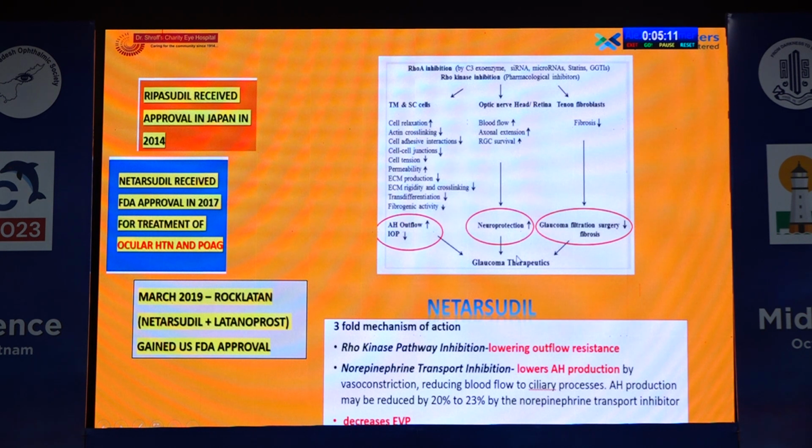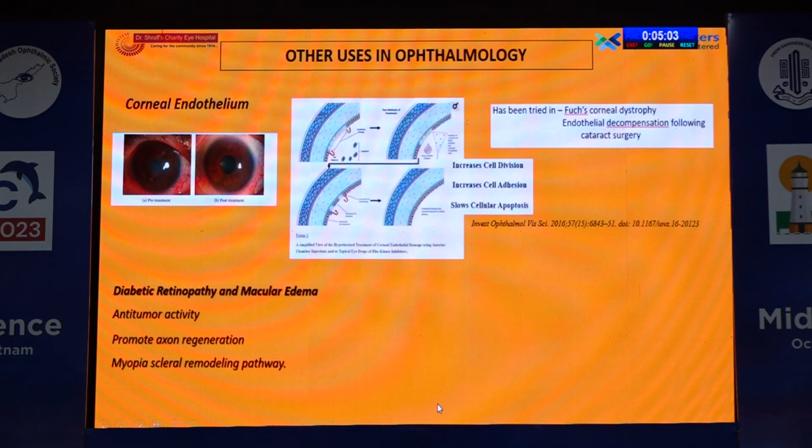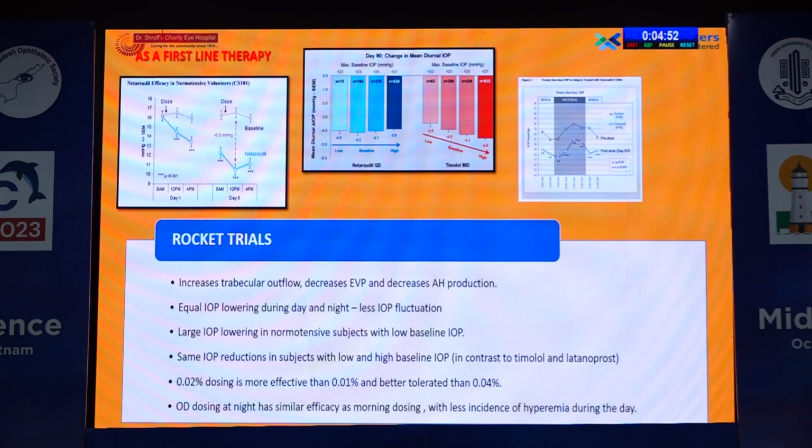Netarsudil was found to have two additional mechanisms: a norepinephrine transport inhibition, which would further lower the aqueous humor production, and also decreasing the episcleral venous pressure. It was discovered to have other uses in ophthalmology, like in the corneal endothelium, where it has been tried in Fuchs and endothelial decompensation following cataract surgery, and other areas have also been tried.